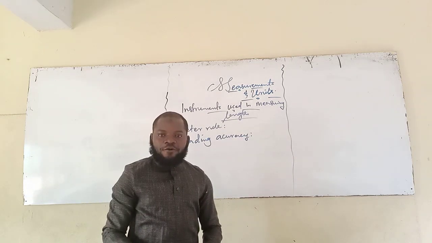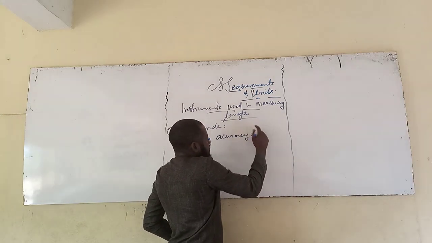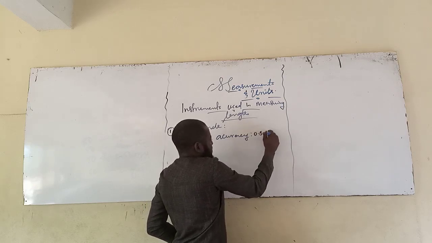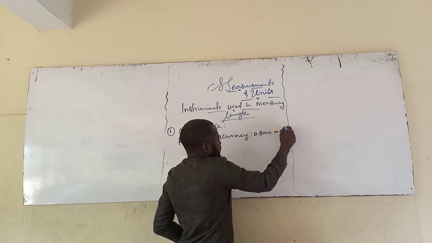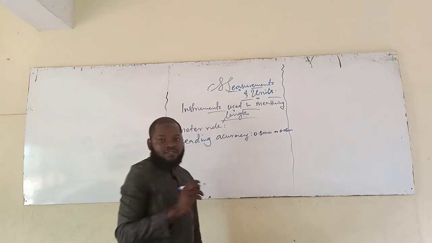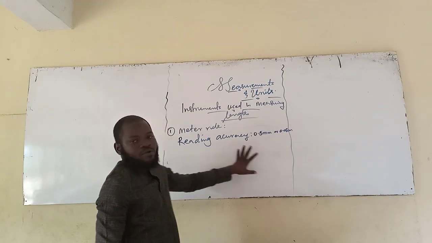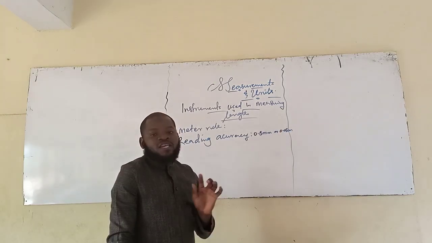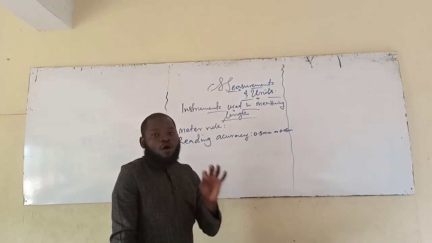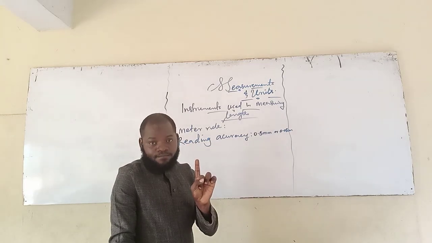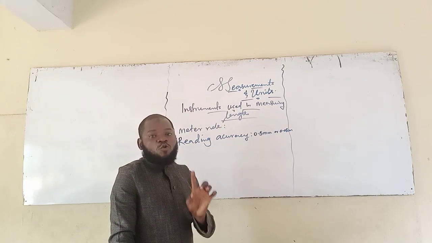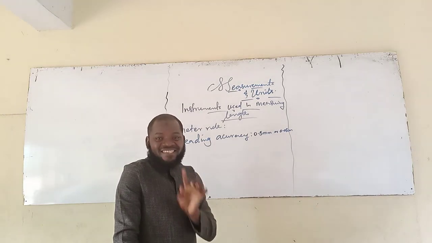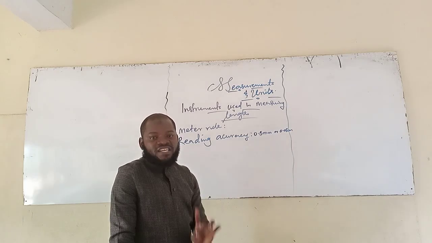The reading accuracy of a meter rule is 0.5 millimeter, or 0.05 centimeter. How do we get the reading accuracy of a meter rule to be 0.5 millimeter? The smallest graduation of a meter rule is 1 millimeter, and the reading accuracy is always the smallest graduation divided by 2. You get where I'm coming from now? The smallest graduation divided by 2 is your reading accuracy.